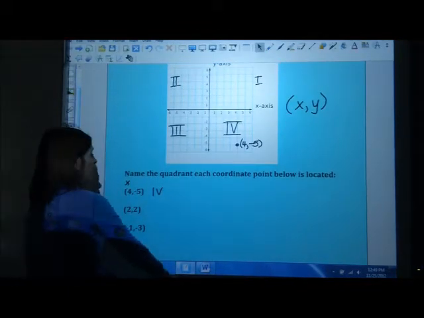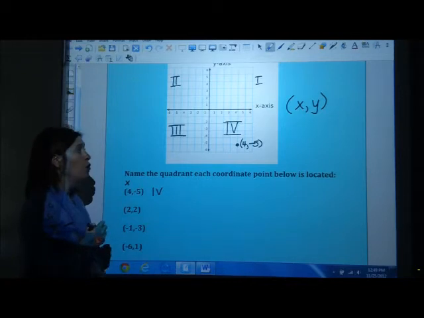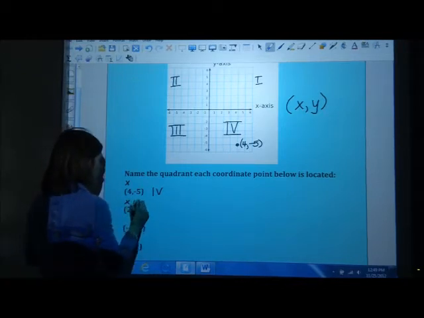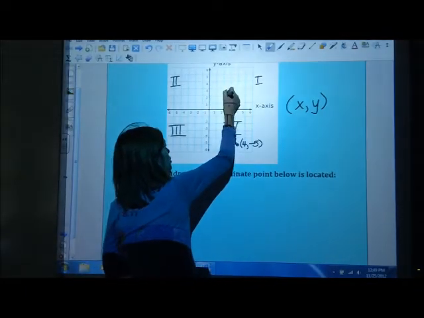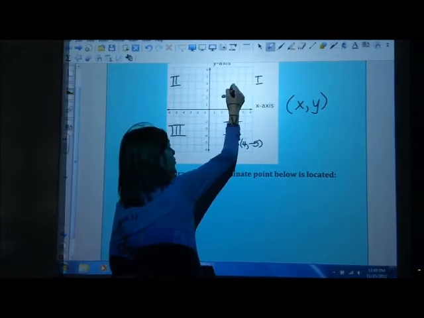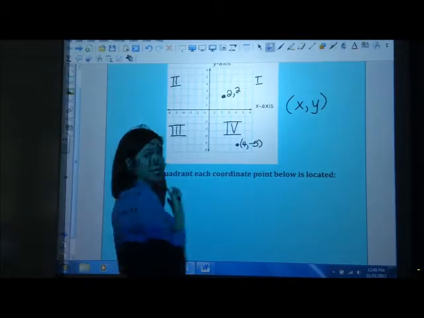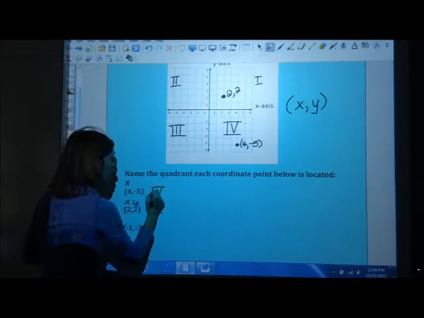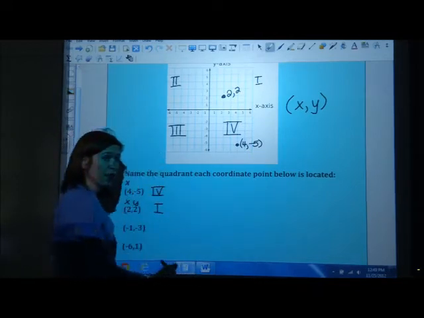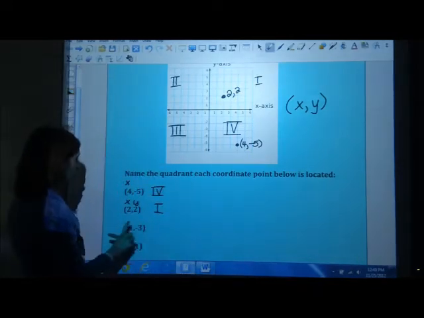Okay, so now we've got the coordinate point (2, 2). What quadrant would the coordinate point (2, 2) be in? So again, remember, it's an x, y coordinate. We go over to 2, we go up to 2. So there is the coordinate point (2, 2). So we would say that's in quadrant 1. Good. And we are going to use the Roman numerals for the quadrants, okay? All right, a couple more.